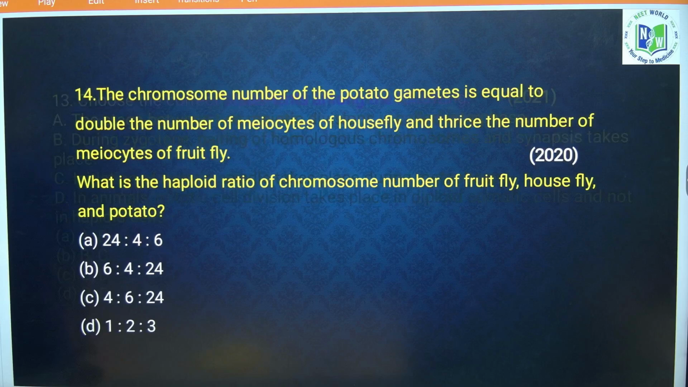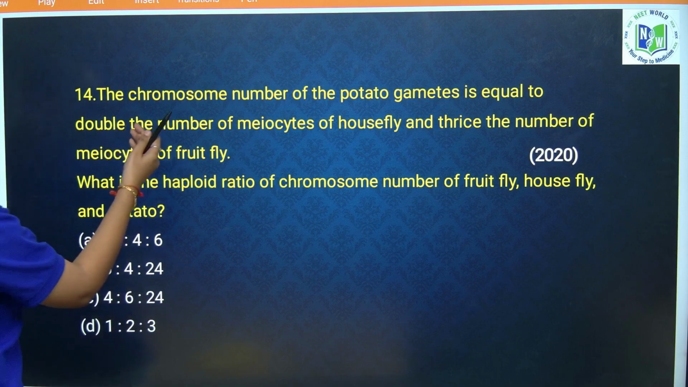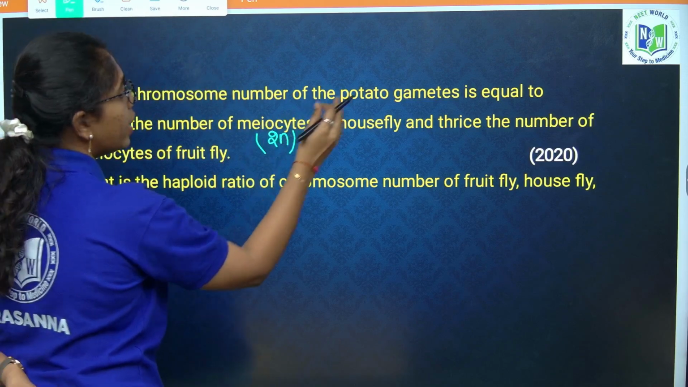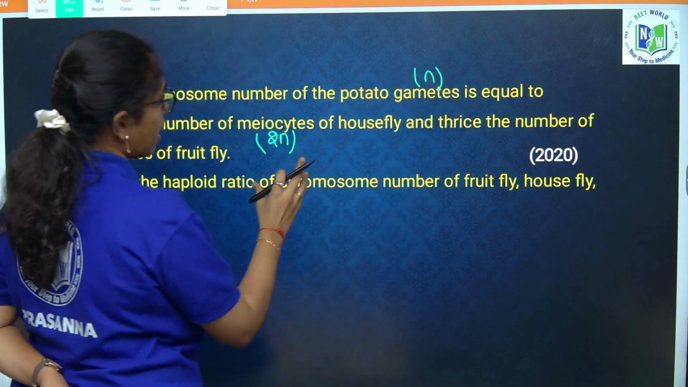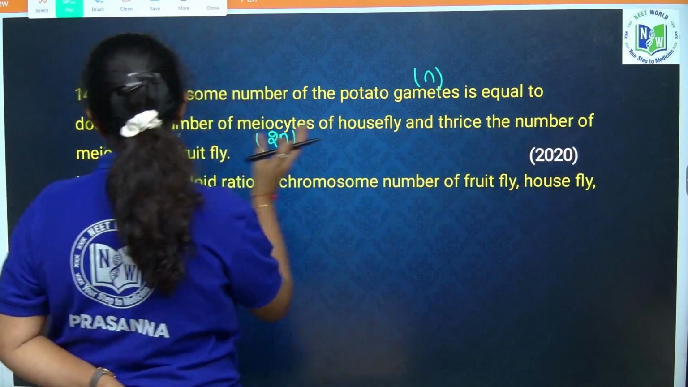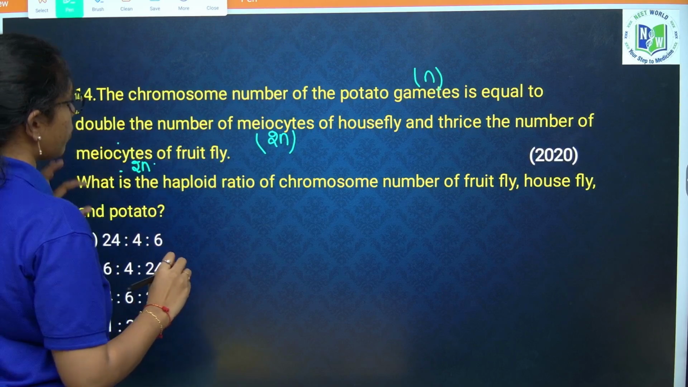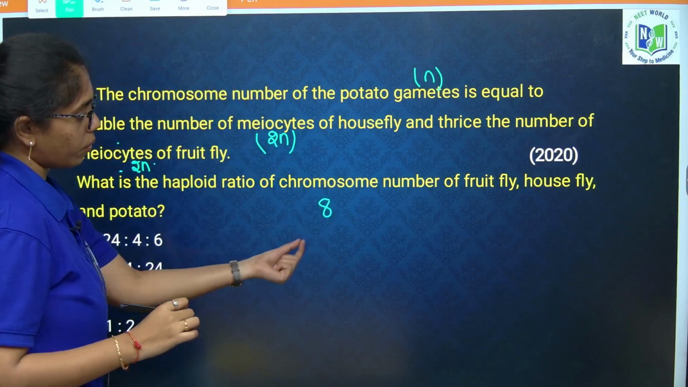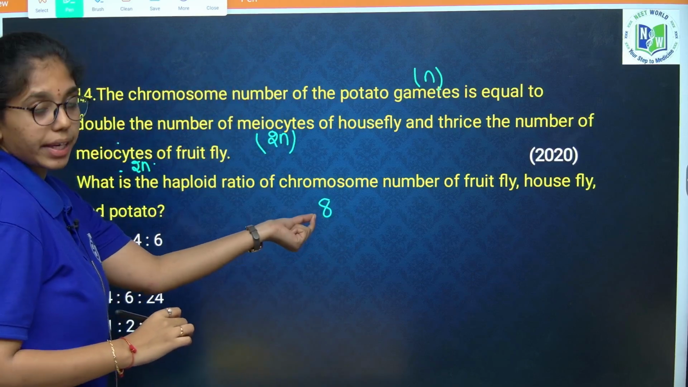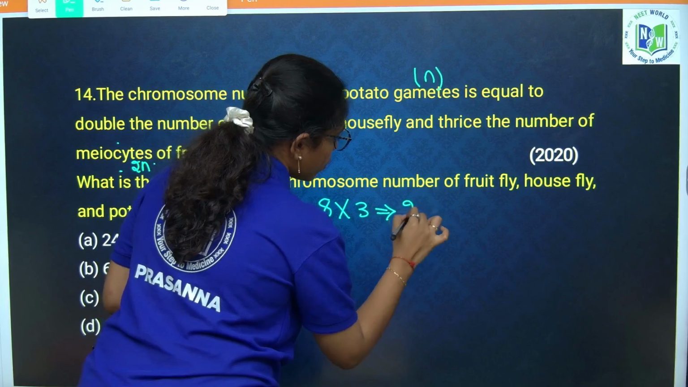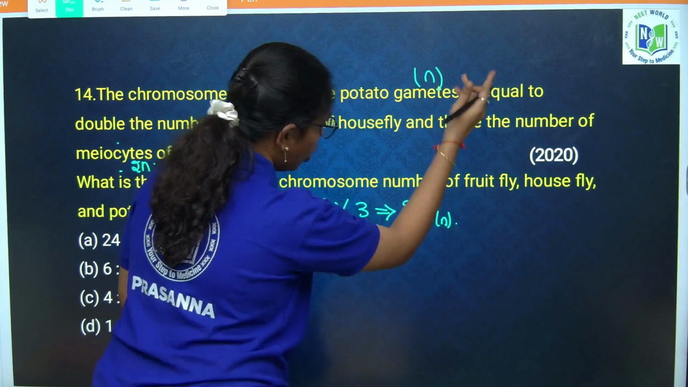Next question. The chromosome number of a potato gamete is equal to the diploid number of meiocytes of housefly, and thrice the number of meiocytes of a fruit fly. The meiocyte of a fruit fly has 8 chromosomes. He is saying thrice, 8 into 3, that is 24 for the haploid gamete of potato.